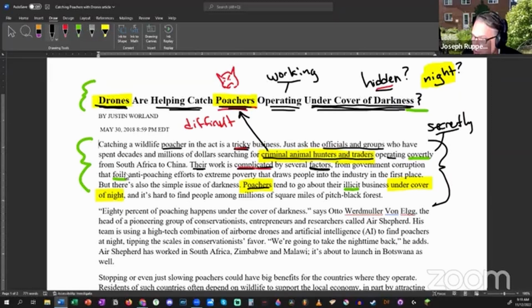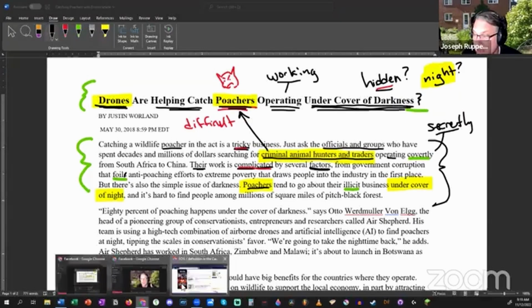That, should that just be a foil? Did they make a mistake here? That foil anti-poaching efforts. I think so. I think this is a mistake here because we have the plural factors. Their work is complicated by several factors that foil anti-poaching efforts, because foil is our verb here. I'm going to say that's a mistake.